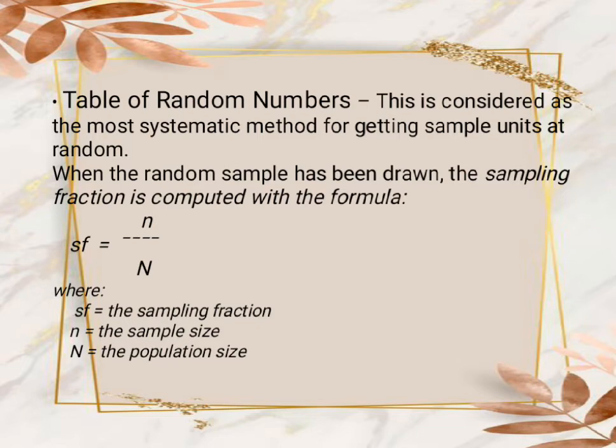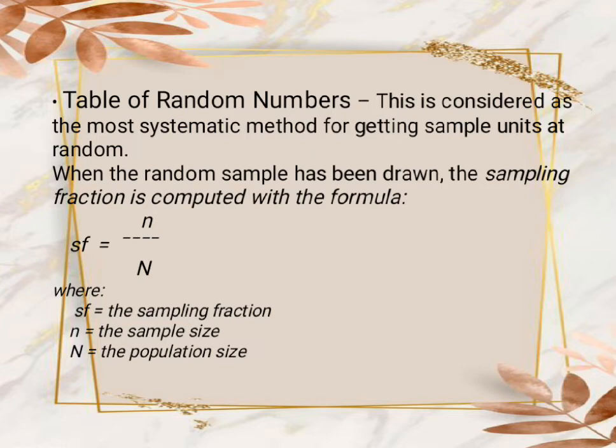Table of random numbers. This is considered as the most systematic method for getting sample units at random. When the random sample has been drawn, the sampling fraction is computed with the formula SF equals n over N, where SF is the sampling fraction, small letter n is the sample size, and the capital letter N is the population size.